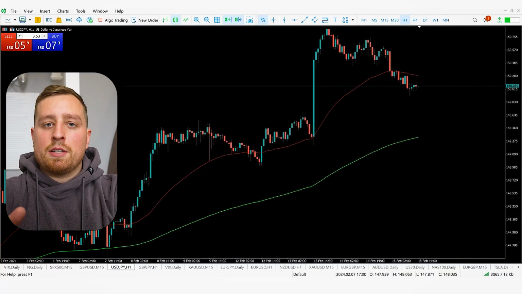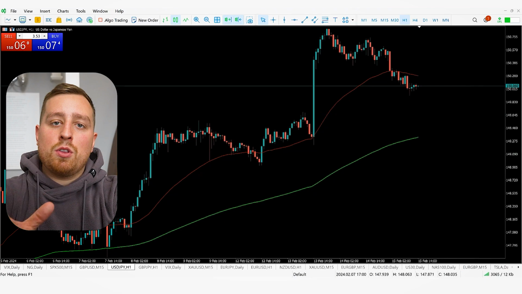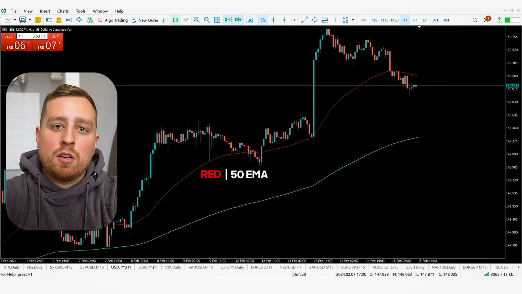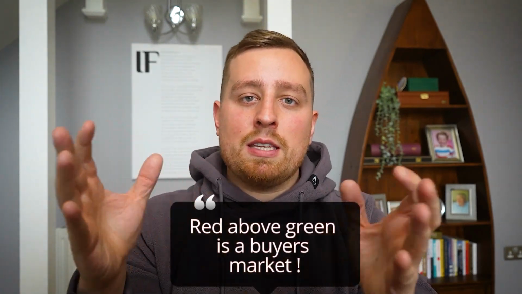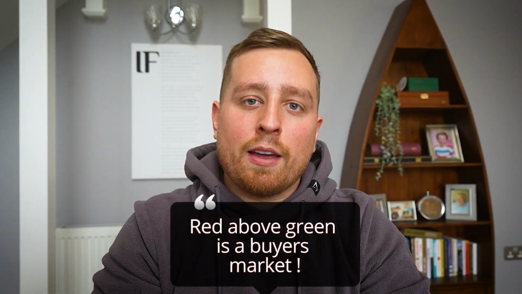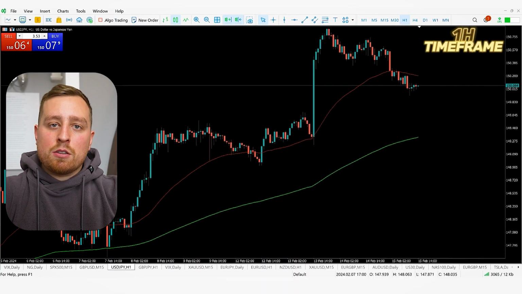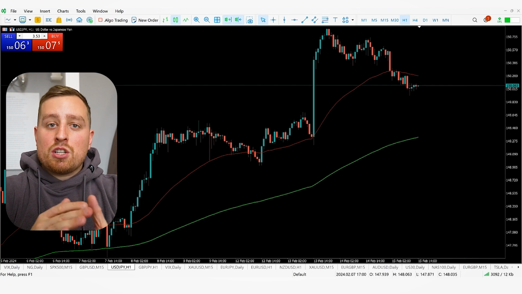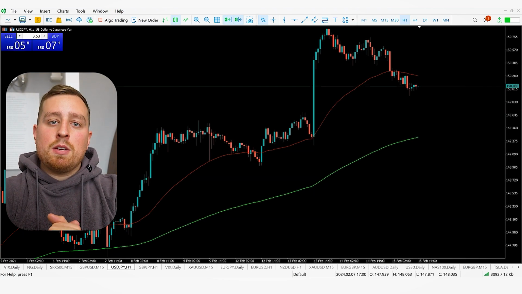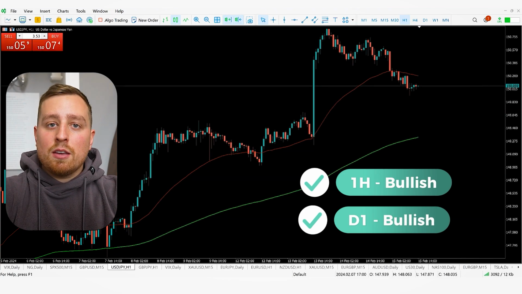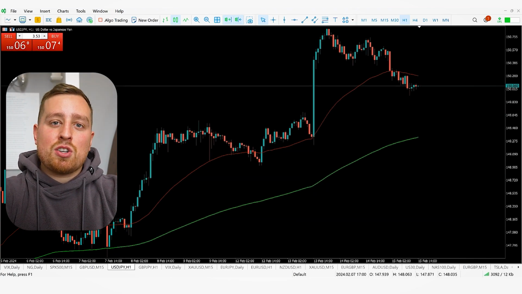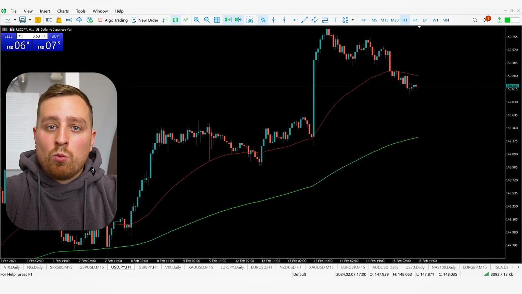So now you may have noticed that the moving averages are different. We have the red 50 moving average and we have the green 200 moving average. The same principle applies here. Red above green is a buyer's market. That's what we're looking at. So we can see now on the hourly time frame, which is what I would call my mid-range time frame, is actually in a buyer's market as well. This means that our hourly is aligned with our daily outlook. This is a good thing. It means that we've got two time frames matching the overall direction that we want to be trading in.